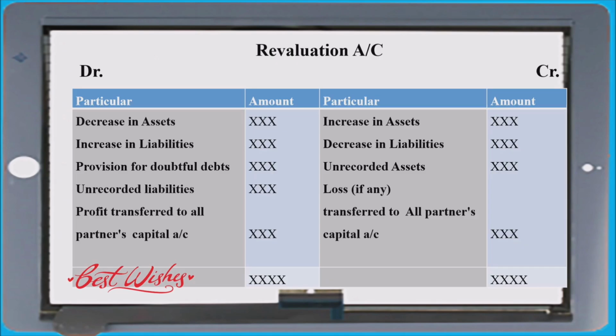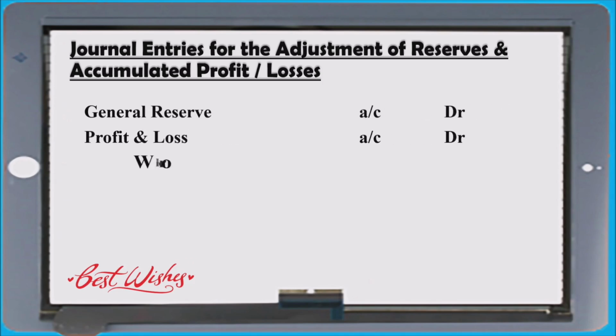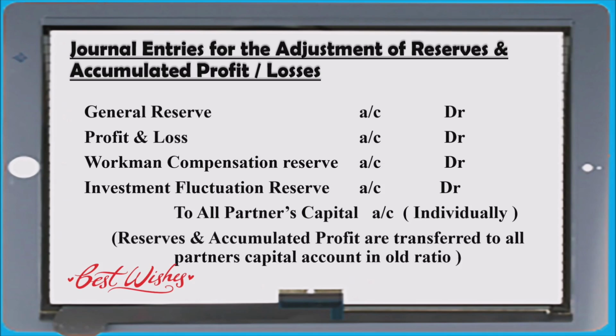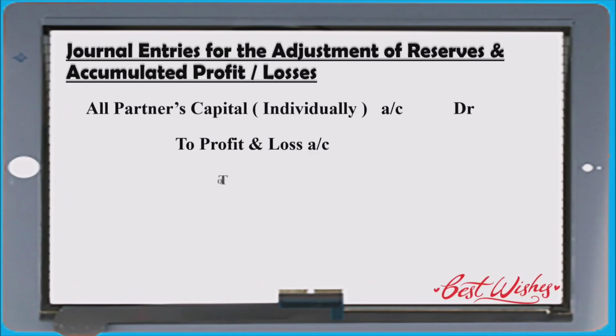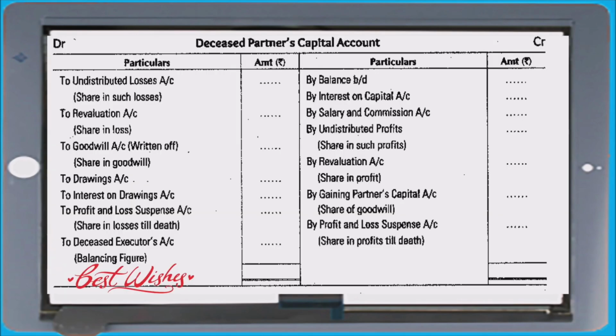Revaluation account, here the concept is profit is shared among all the partners. Profit transferred to all the partners, or loss transferred to all the partners. Accumulated profit, losses, and reserves will be shared among all the partners' capital in the old ratio. Whatever may be profit or losses, that will be shared among all partners, including the retiring or deceased partner. And sometimes 6-mark questions will be there for preparing the deceased partner's capital account.